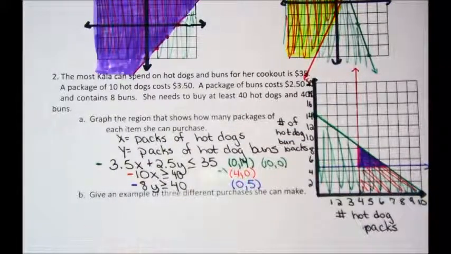Part B asks to give an example of 3 different purchases that she can make.